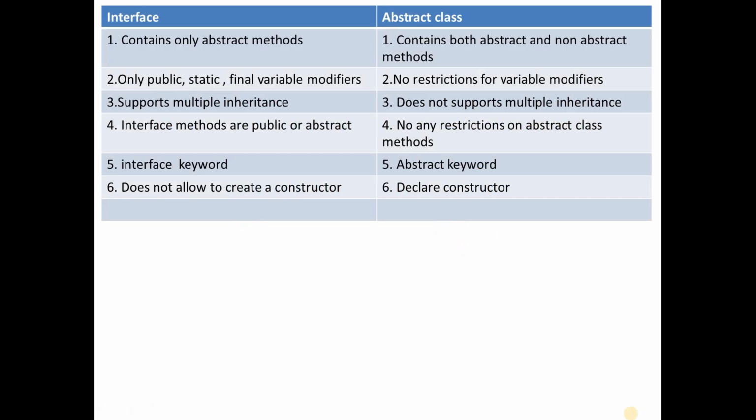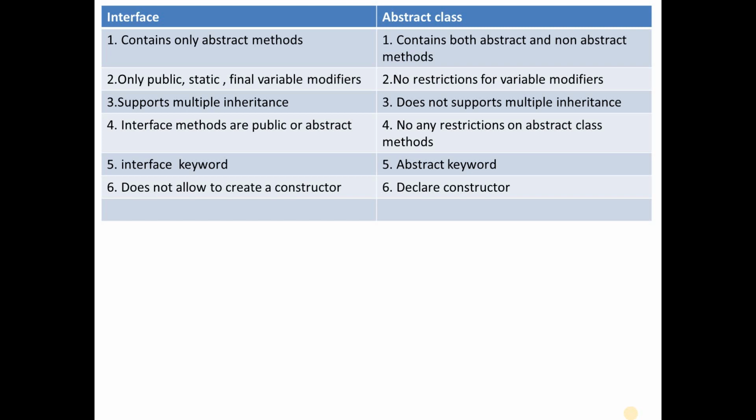So what is the difference between interface and abstract class? It looks similar, but there are multiple differences between these two concepts. The first difference is that an interface contains only abstract methods. Non-abstract methods are not allowed in an interface; only method declarations with the abstract keyword are allowed.